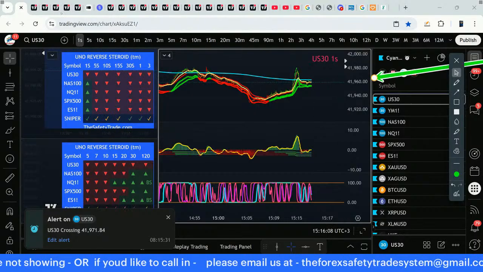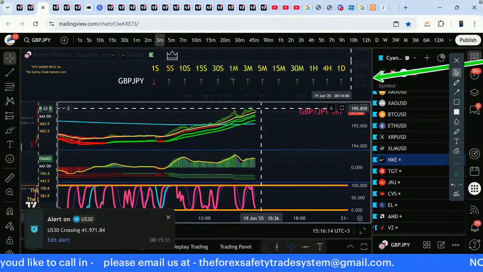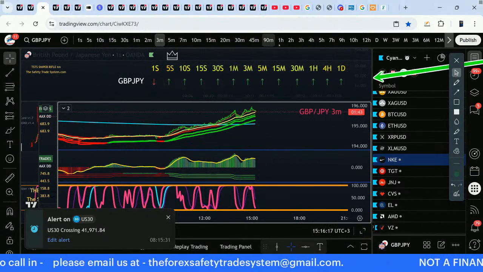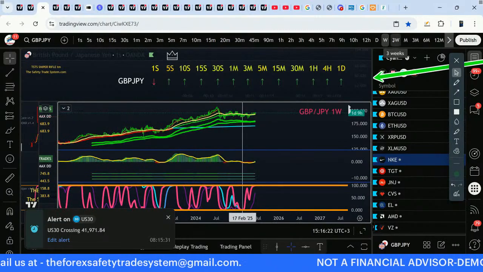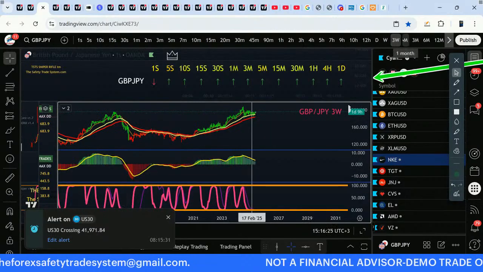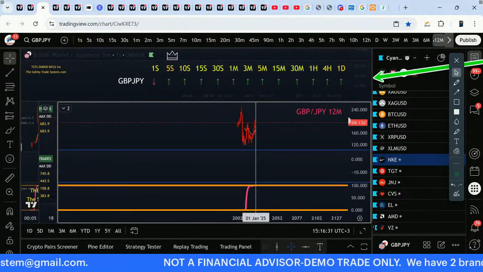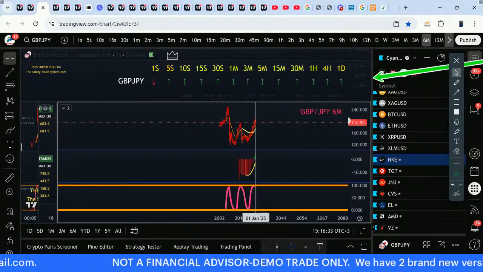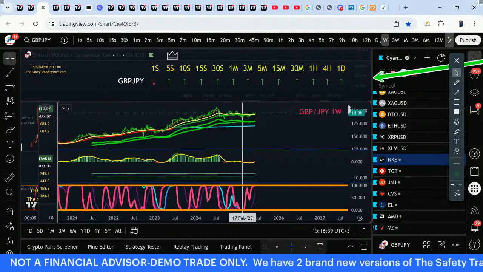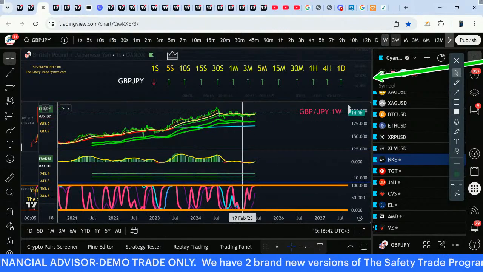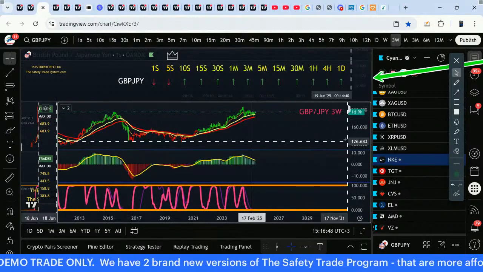Let's go back to GBP JPY before I forget. All right, GBP JPY is a buy stop, 1 minute buy stop, 2 minute buy stop, 3 minute buy stop. Let me see what's going up in the real time frames that matter. Daily, weekly buy, 3 weekly buy stop. Let me see the 3 months. Not enough history. 6 month, not enough history. 3 month, monthly, 3 week, weekly, daily, 3 weekly buy stop.